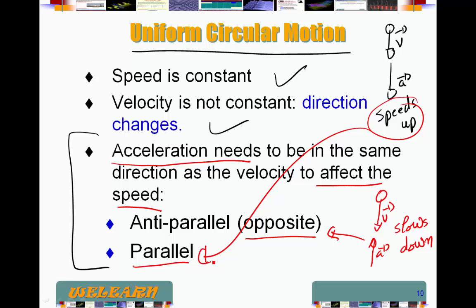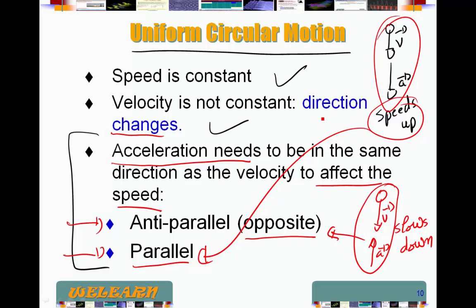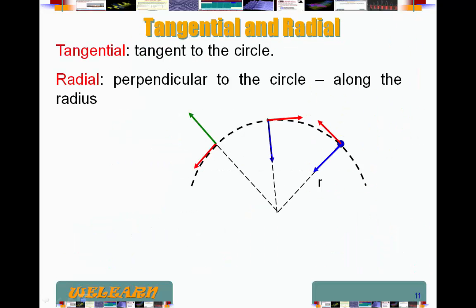Now, in this case, we are not speeding up or slowing down. We are changing the direction, which means that we cannot have an acceleration that's in the same direction as the velocity or that's opposite in direction to the velocity. Neither one of them can accomplish for us a change in direction of the velocity without a change in the speed. So let's look at this.